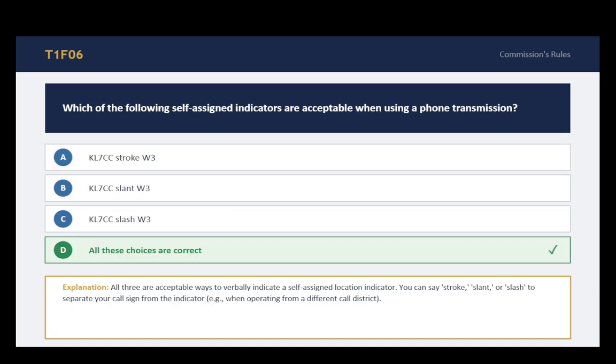Which of the following self-assigned indicators are acceptable when using a phone transmission? D. All of these are correct. All three are acceptable ways to verbally indicate a self-assigned location indicator. You could say stroke, slant, or slash to separate your call sign from the indicator. Example, when operating from a different call district.